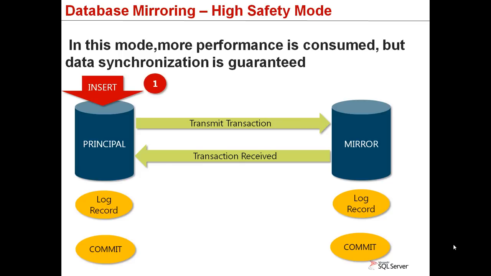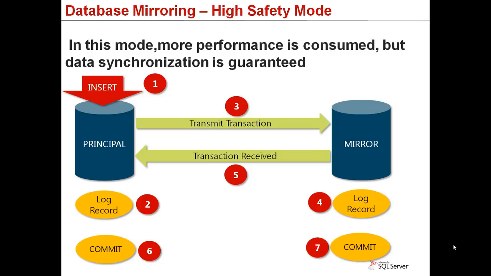So here is our first transaction again. Log record is generated. Now the transaction data is transmitted before the commit in the primary server. The log record arrives in the mirror. The acknowledge is sent back to the primary, and only after that, the same transaction is committed almost at the same time in both servers.